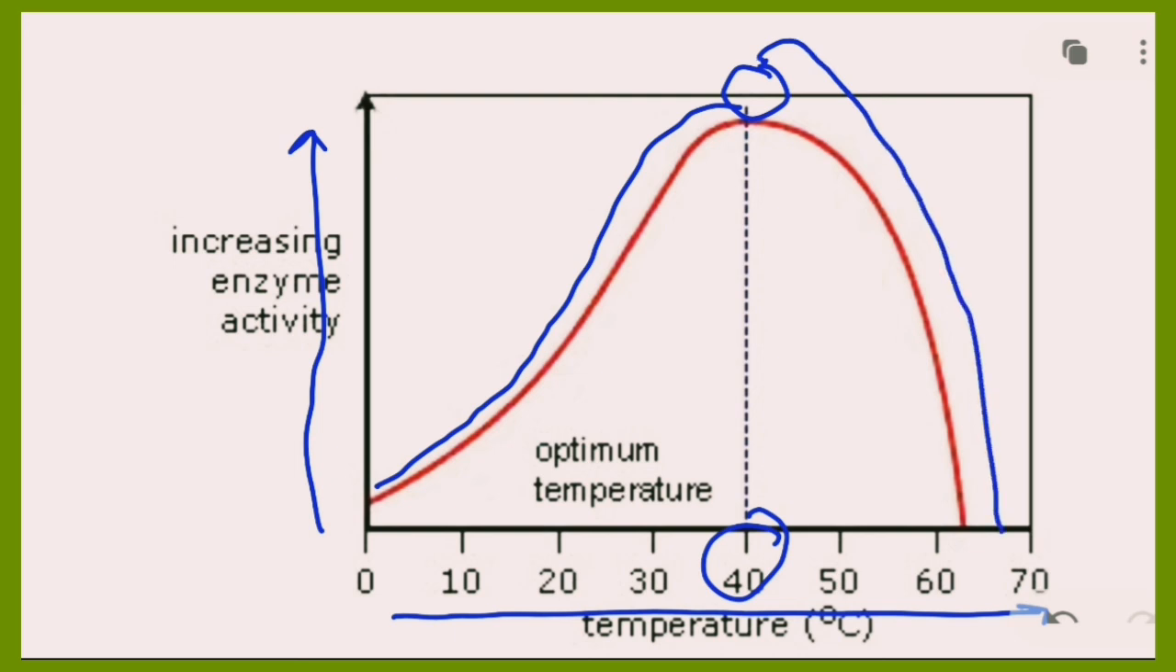And after 62 degrees Celsius, you'll see you need to find another enzyme. If this happens in humans, it's going to be deadly.